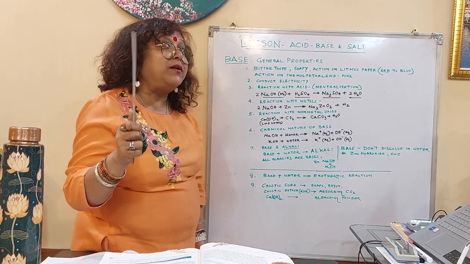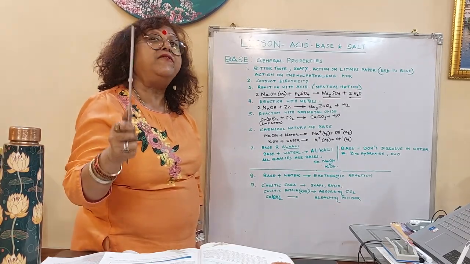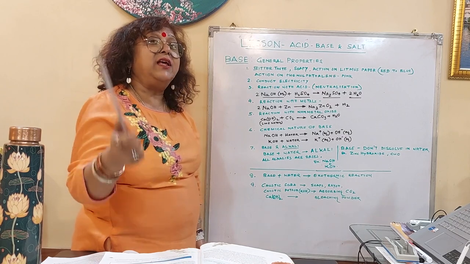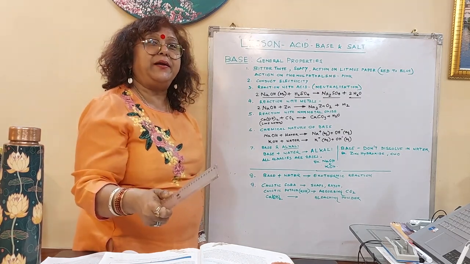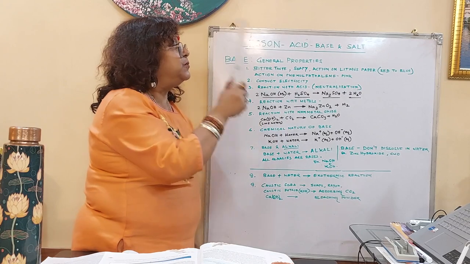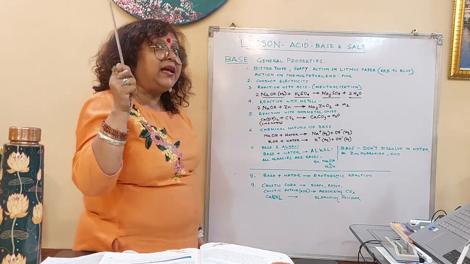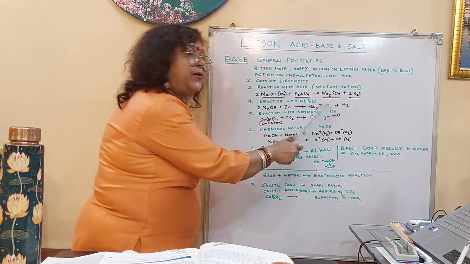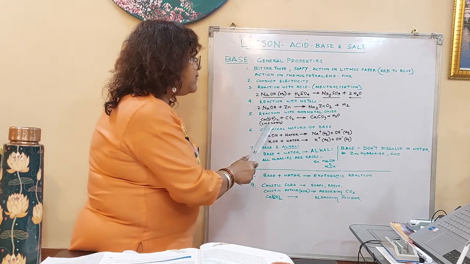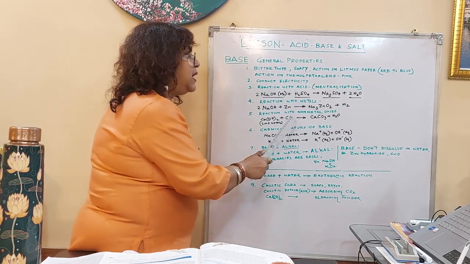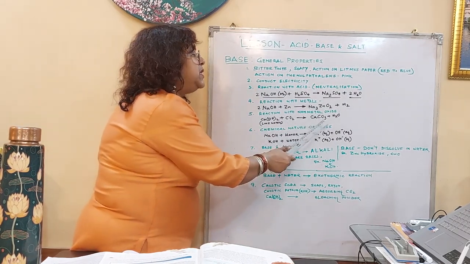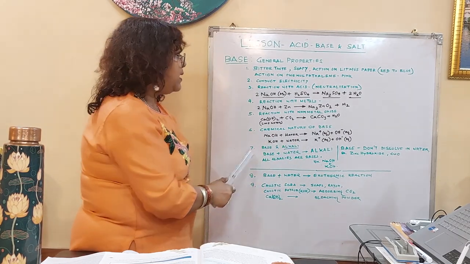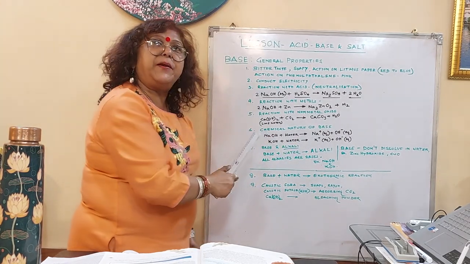SO2 plus water forms sulfurous acid, and when we take litmus paper into it, the blue changes to red, if you recollect that. So non-metals produce acidic oxides. Here I have taken the base calcium hydroxide plus CO2, they form CaCO3 plus water. Okay, these are the general properties of base.